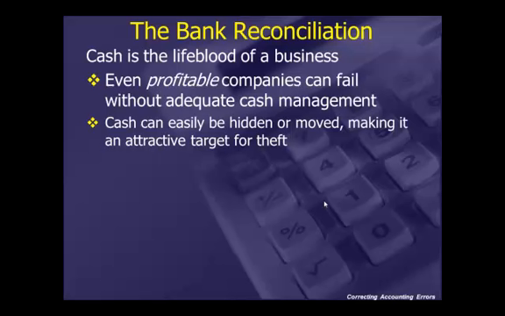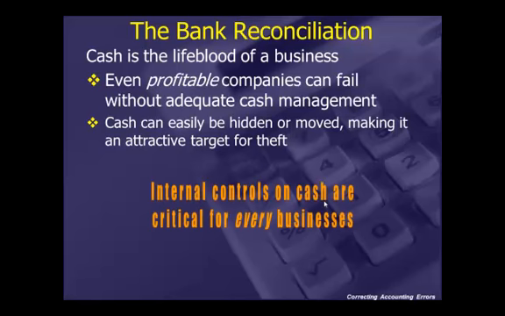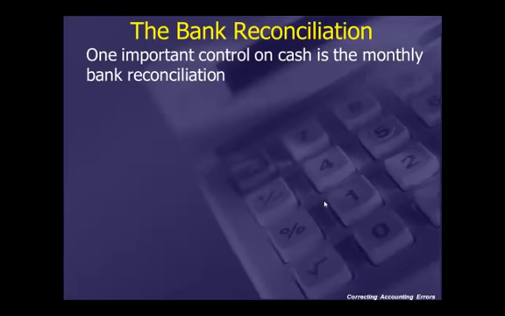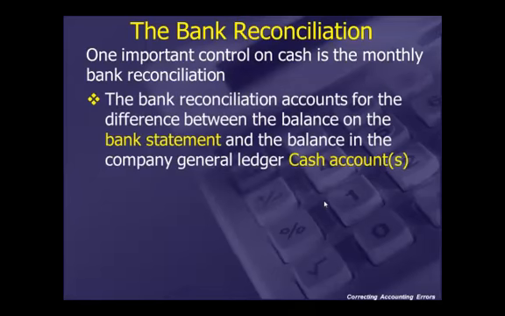Cash is an asset that can be easily hidden or moved, and it makes it an attractive target for theft. So we need to have internal controls on cash. They're very critical for every business. Bank reconciliation is probably the most important control that we can have in regard to cash. So we need to prepare a monthly bank reconciliation statement.